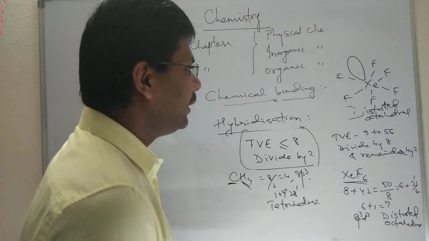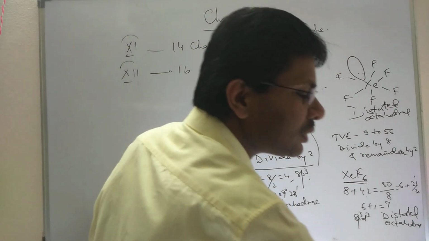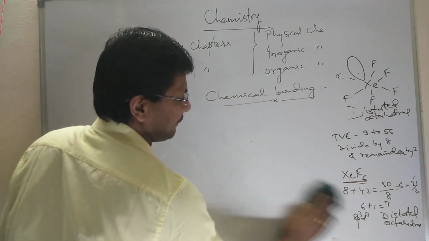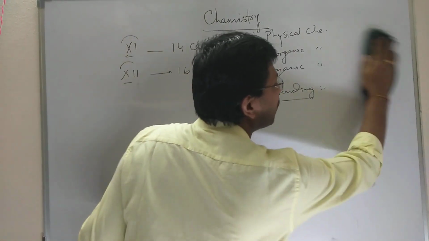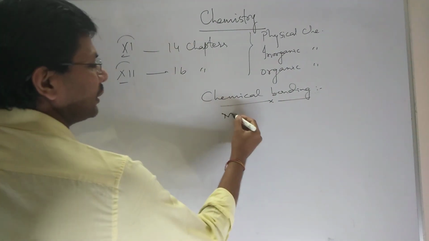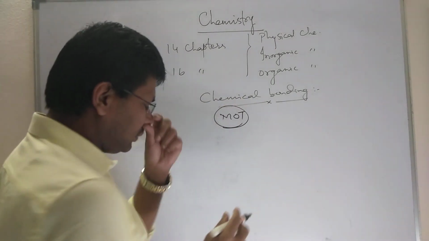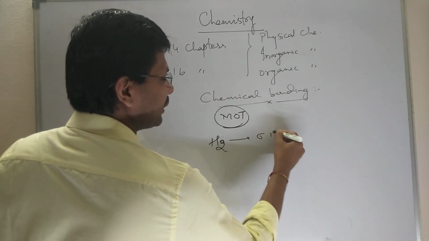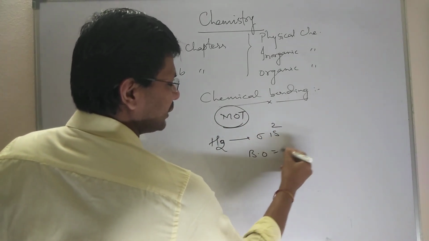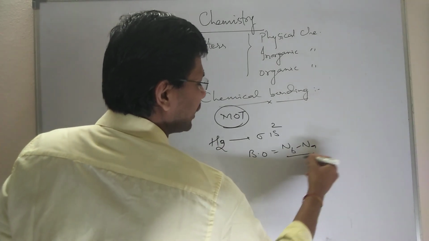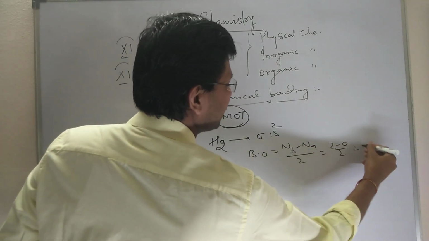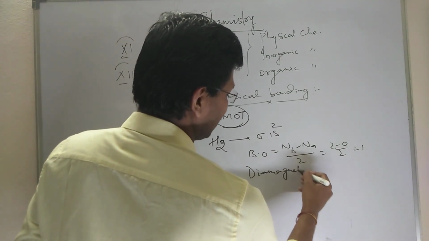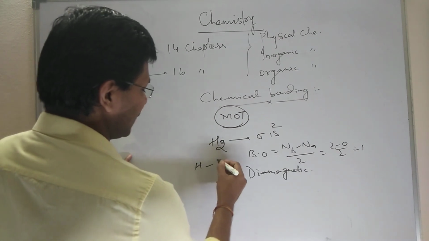The next important topic from which a question definitely comes is molecular orbital theory, MOT. Particularly in MOT, the question asked is how to write the configuration. Suppose for hydrogen: sigma 1s2. Bond order is number of bonding electrons minus number of anti-bonding electrons, divided by 2. So 2 minus 0 by 2, that means 1. It has no unpaired electron, so it is diamagnetic, with a bond order of 1.